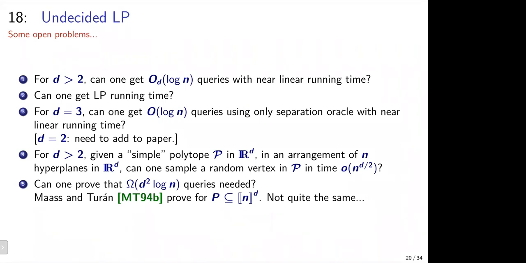And more generally, I think the real question that underlies everything is this question about random sampling. So I'm in higher than 2 dimensions, and I would like to sample a random vertex of the arrangement inside a convex polytope. I give you a convex polytope. This polytope is simple. It's the intersection of a logarithmic number of constraints. And I would like to sample a vertex of the arrangement inside this polytope. And can I do it efficiently? Efficiently means running time better than n to the d over 2, right?